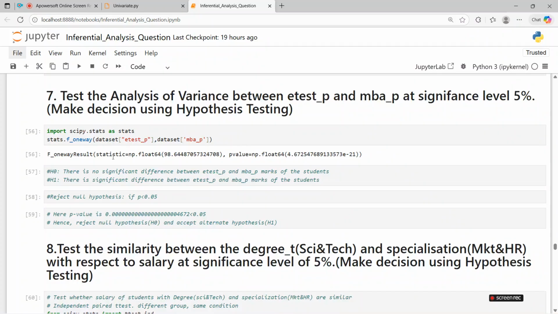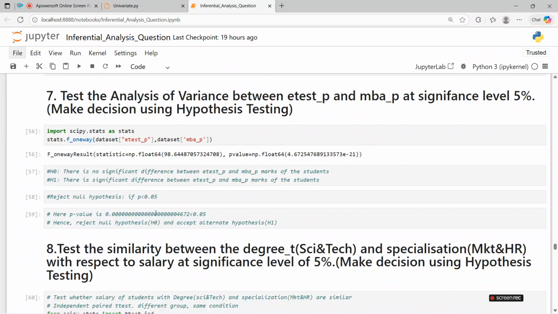So we are getting the output values, statistic and p-value. Now we need to do the hypothesis testing. Here we have H0 as there is no significant difference between entrance test marks and MBA marks of the students, and H1 as there is significant difference between entrance test marks and MBA marks of the students. We need to reject the null hypothesis if p is less than 0.05. Here the p-value is, we can see, e to the power minus 21.